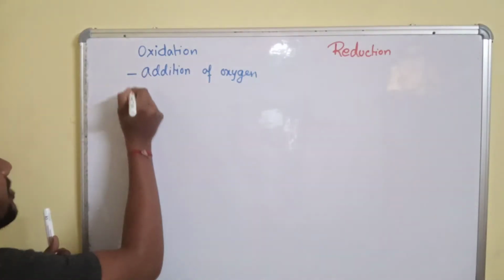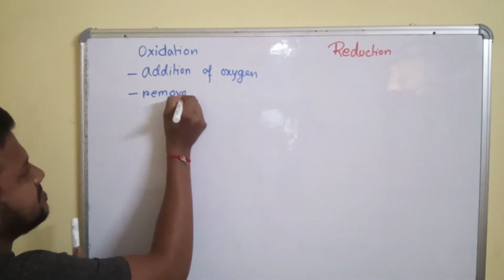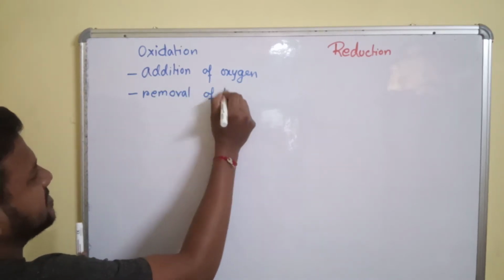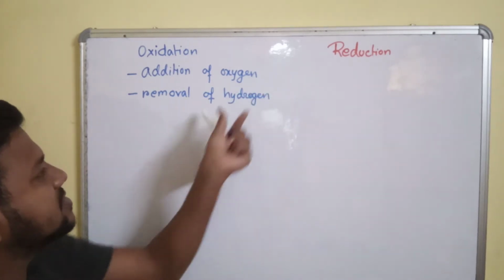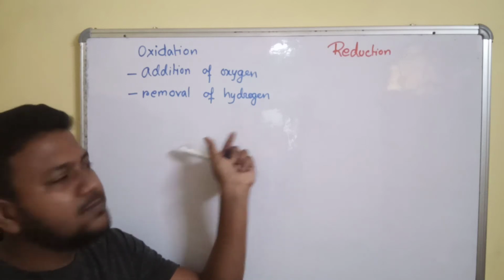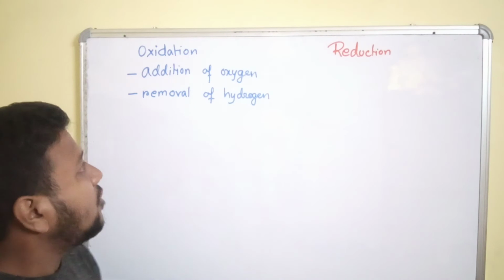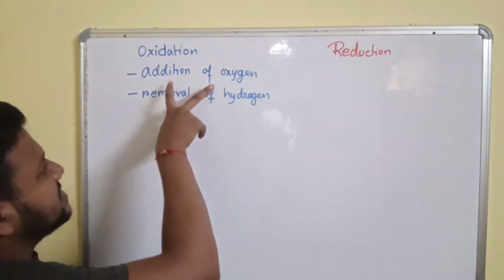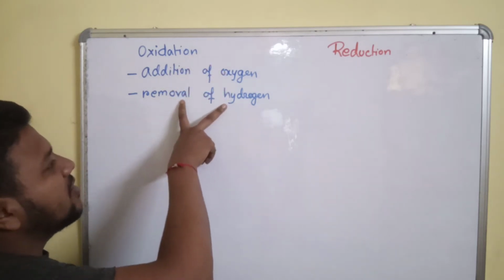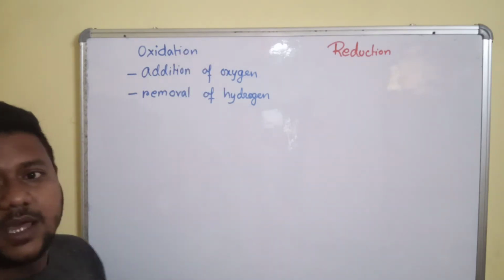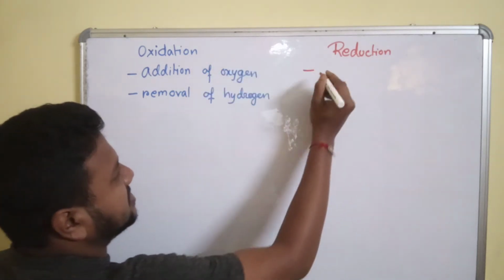Okay, or it can be termed as the removal of hydrogen. So in terms of oxygen and hydrogen, we can explain both oxidation as well as reduction. When there is an addition of oxygen, it will be called oxidation. When there is a removal of hydrogen, it will be called oxidation. But reduction is just the opposite.